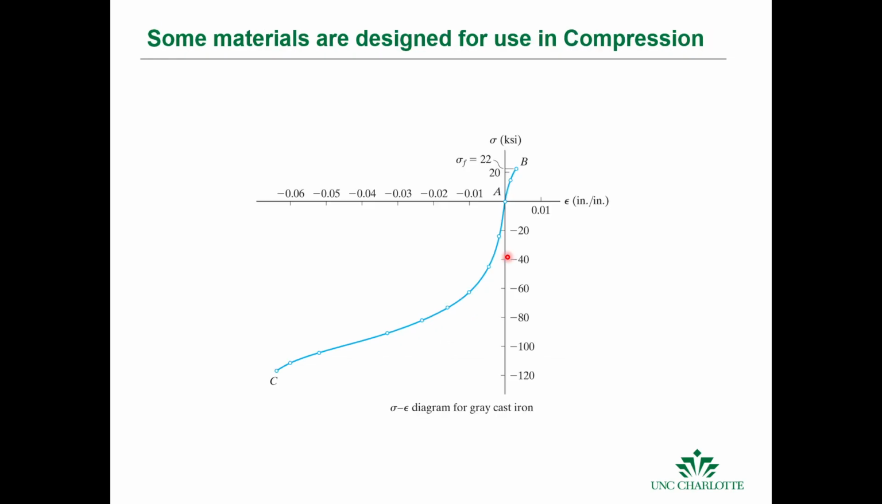Some materials are designed really for use only in compression, such as concrete. Okay, or gray cast iron. This is a stress strain diagram for that. So you can see on the tensile side it's low, and here on the compressive side we can have significantly higher values, 6 times or so.